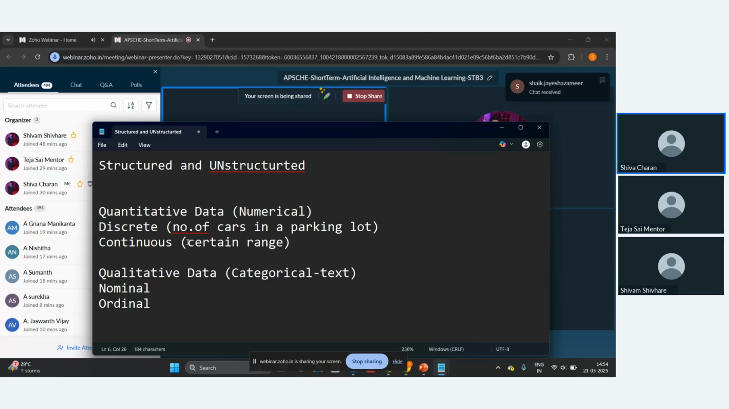So what is this nominal and ordinal? What is nominal and ordinal, guys? What do you understand by nominal and ordinal? So quantitative is clear, right?